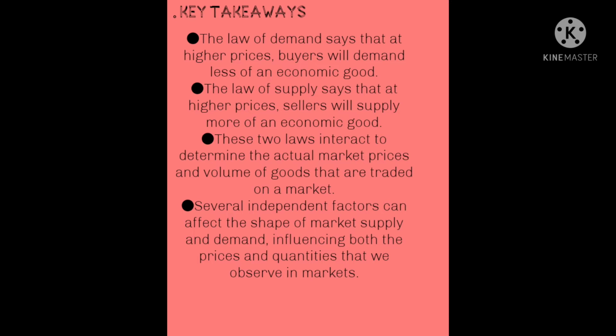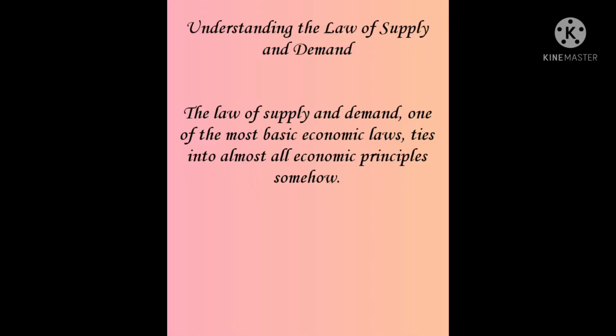Several independent factors can affect the shape of market supply and demand, influencing both the prices and quantities that we observe in the market. And now we would like to try to understand the law of supply and demand. It is one of the most basic economic laws and ties into almost all economic principles somehow. In practice, people's willingness to supply and demand a good determines the market equilibrium price, or the price where the quantity of a good that people are willing to supply equals the quantity that people demand.